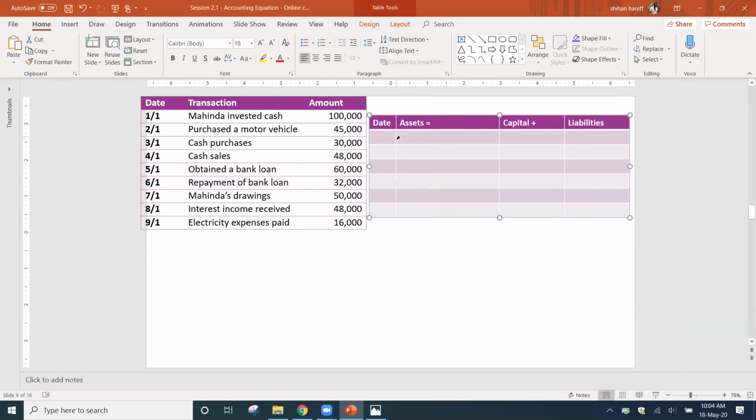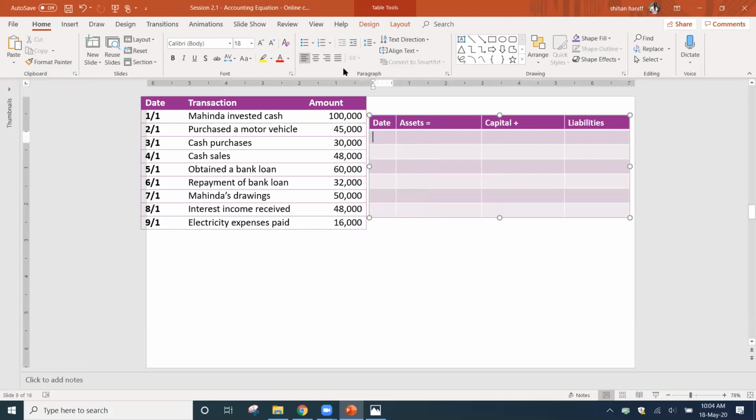Date. So date 1st of January. What has happened? Mahindra invested cash 100,000. So our cash will increase by 100. Capital increase by 100. So no effect for liabilities. Only invest cash. Cash increase, capital increase.